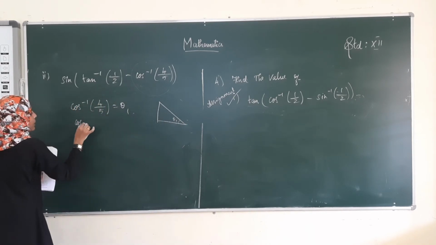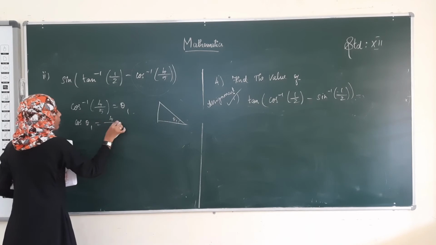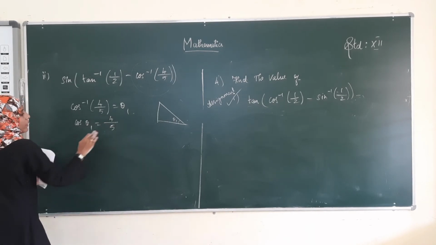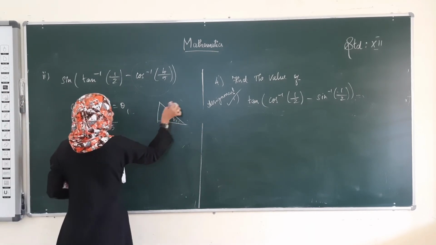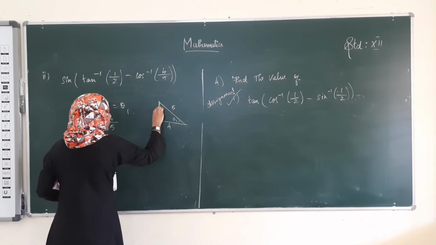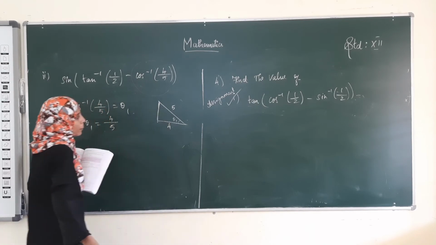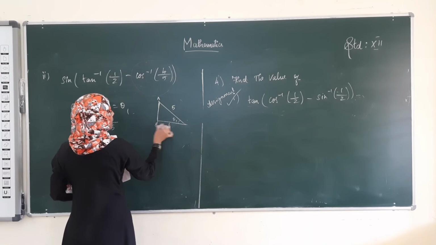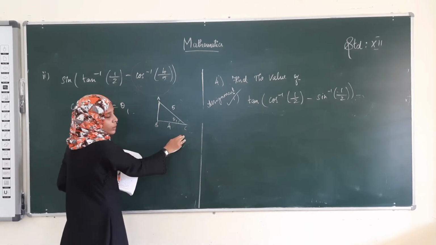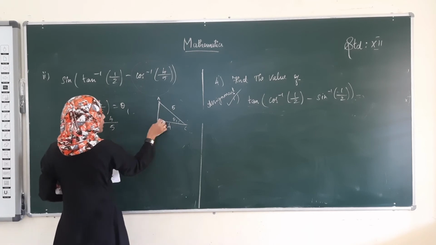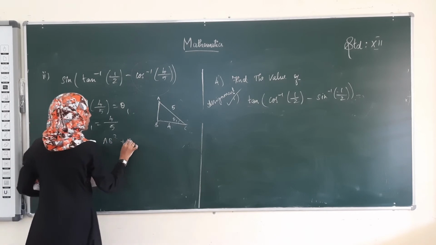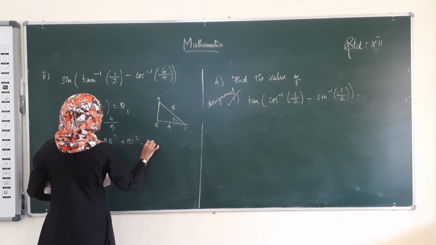Therefore, cos theta 1 is equal to 4 by 5. What is 4 by 5? This is adjacent side divided by hypotenuse. Therefore, this is the hypotenuse, and this is the adjacent side. We have to find the other side, that is, triangle ABC. We know cos theta is equal to BC divided by AC. We know that AB square plus BC square is equal to AC square.